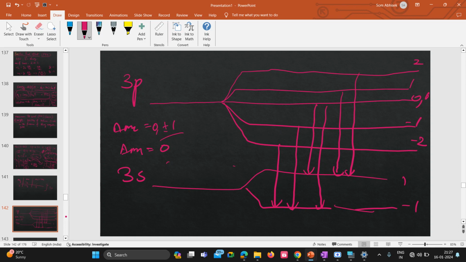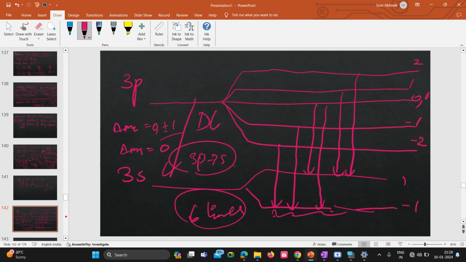So how many lines am I getting? 1, 2, 3, 4, 5, 6. Let's arrange it a bit. Okay, 6 lines. I'm getting 6 lines. This is 6 lines for the sodium D line. Okay, 3p to 3s, sodium D line. How many lines? 6 lines. So you can draw it here. This is called the D line.